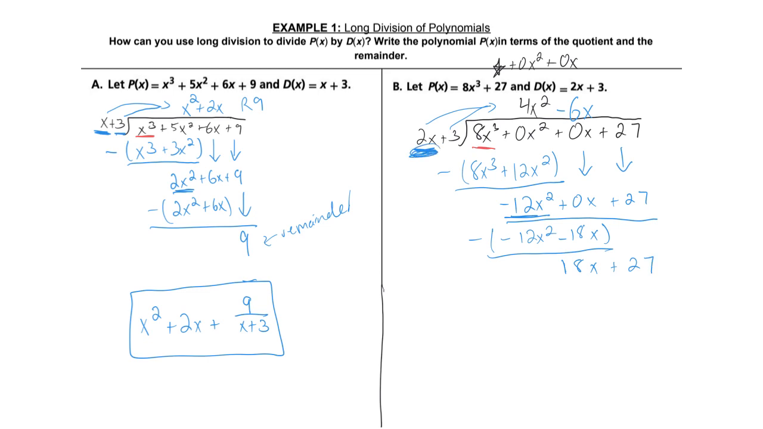Now, what times 2x gives us 18x? Well, plus 9. 9 times 2x gives us 18x. And then again, we need to multiply by the other term. 3 times 9 gives us plus 27. We subtract, and we get a remainder of 0. Therefore, our solution is just what we have up here, 4x squared minus 6x plus 9. Because there's no remainder, we don't have to write a remainder over the divisor.